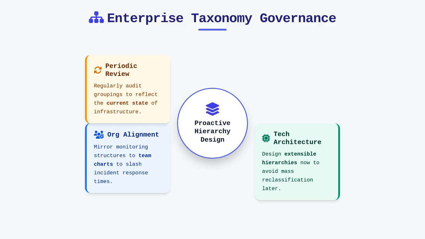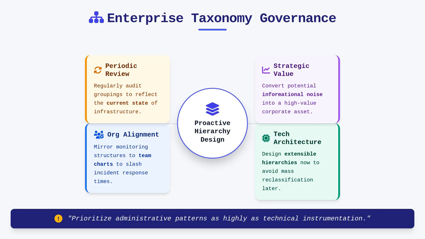We should periodically review these groupings to ensure they still reflect the current state of our infrastructure. By prioritizing these administrative patterns as highly as our technical instrumentation, we ensure that our observability platform remains a valuable asset for the entire organization rather than a source of informational noise.